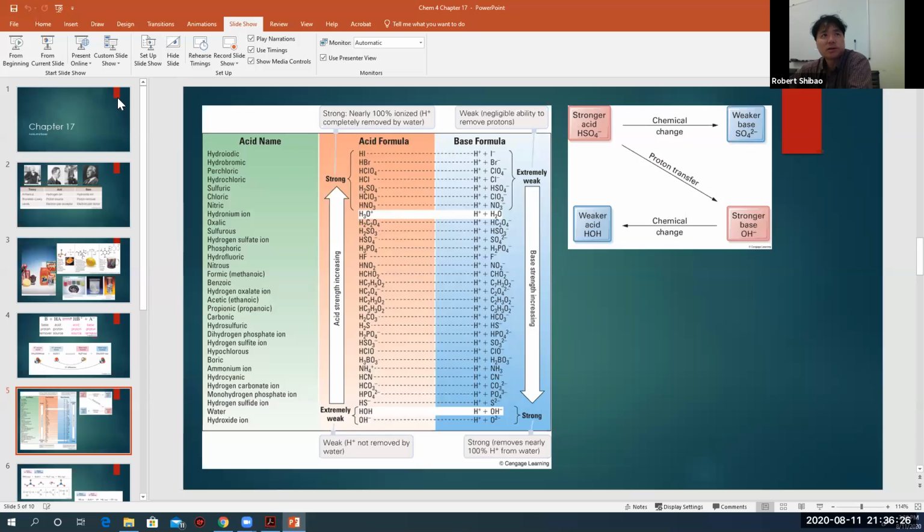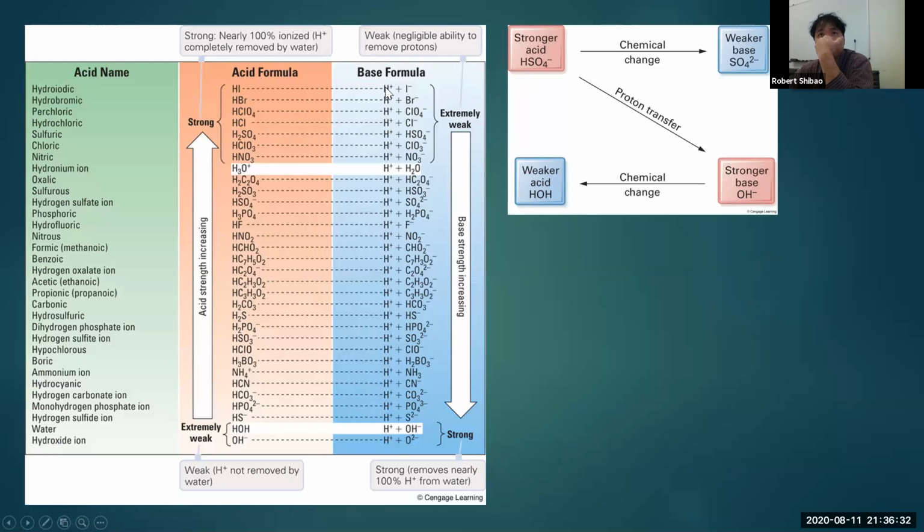This chart is based on conjugate pairs. Here's the acid, here's the conjugate base. Here's the conjugate base, here's the conjugate acid. The stronger the acid, the weaker its conjugate. The stronger the base, the weaker its conjugate. And so you can see strong, extremely weak. Strong, extremely weak.